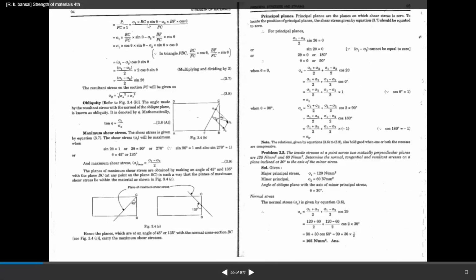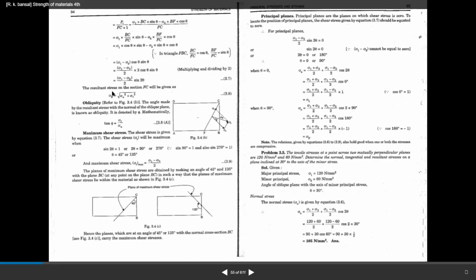PT by FC, same, you know the PT value: sigma 1 into BC into sin theta minus sigma 2 into BF into cos theta, divided by FC. Same formula, substitute this value in triangle FC, cos theta and sin theta, adjacent side by opposite side by adjacent side. That equals sigma 1 minus sigma 2 by 2 into 2 cos theta sin theta, multiplying and dividing by 2.